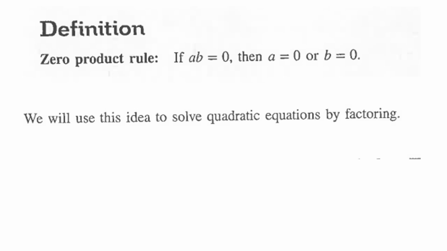We now come to an important property. This is called the zero product rule. If a times b is equal to 0, where a and b are factors, then either a equals 0 or b equals 0. There's no other way for the product to be equal to 0 unless either a or b is equal to 0. We will use this idea to solve quadratic equations by factoring.